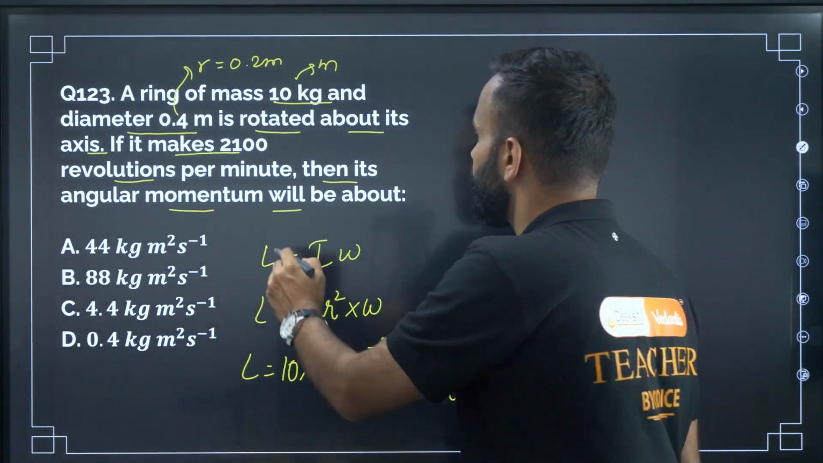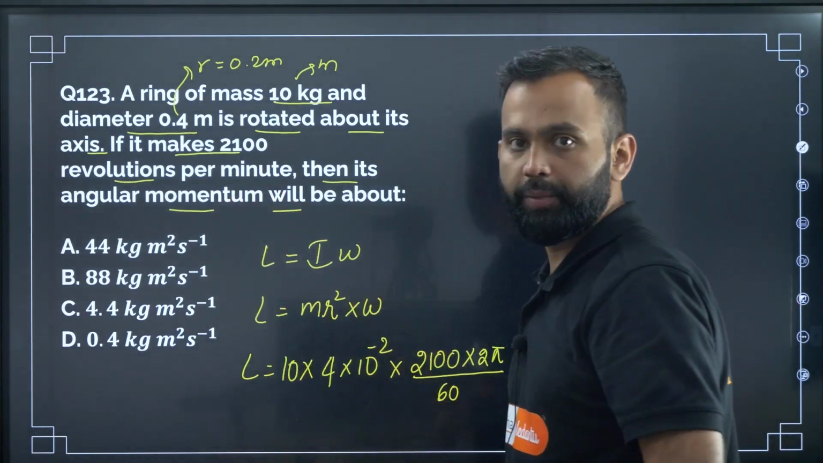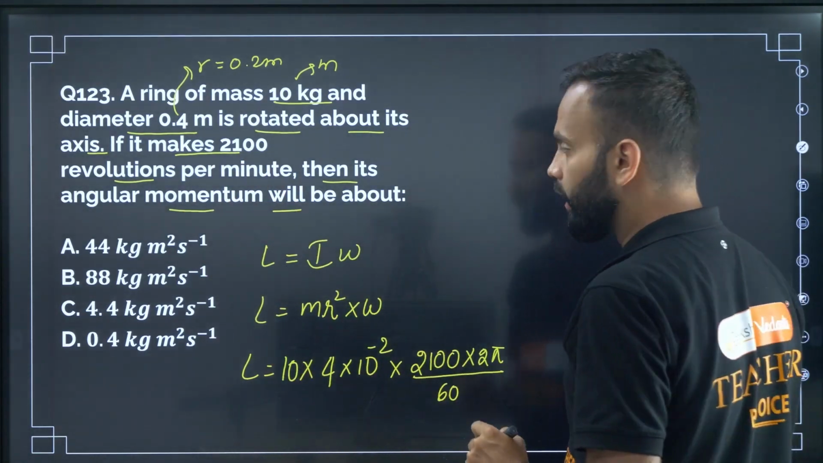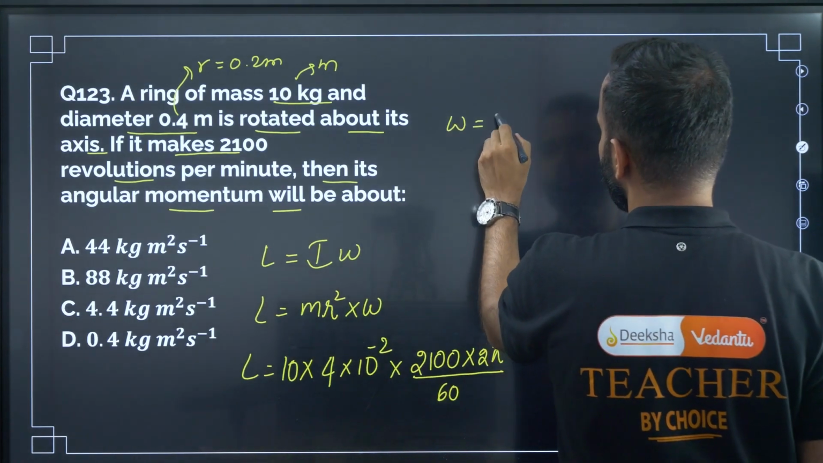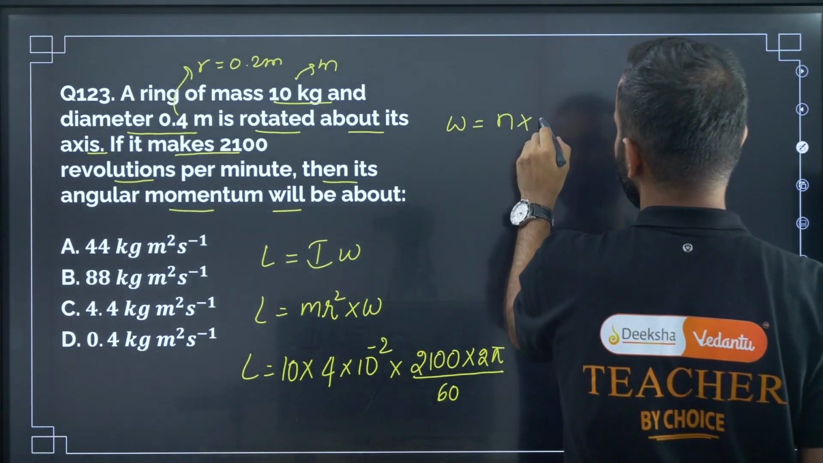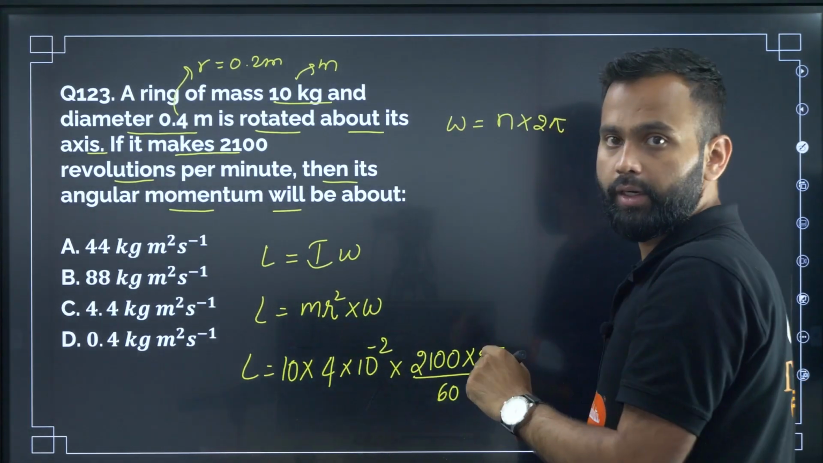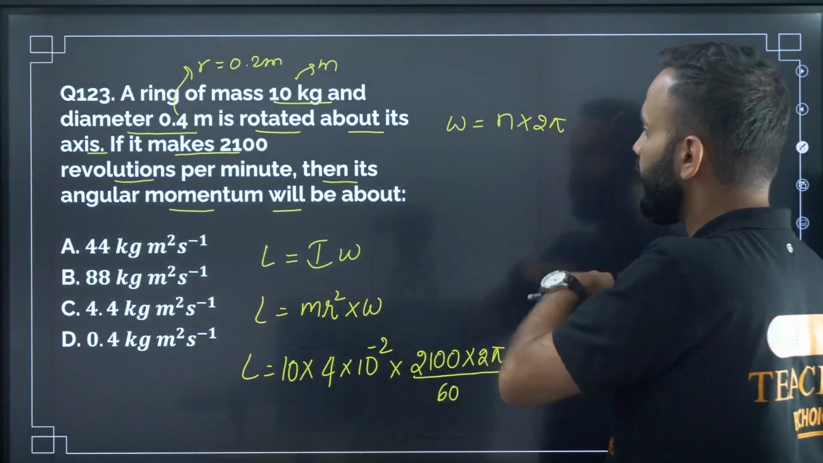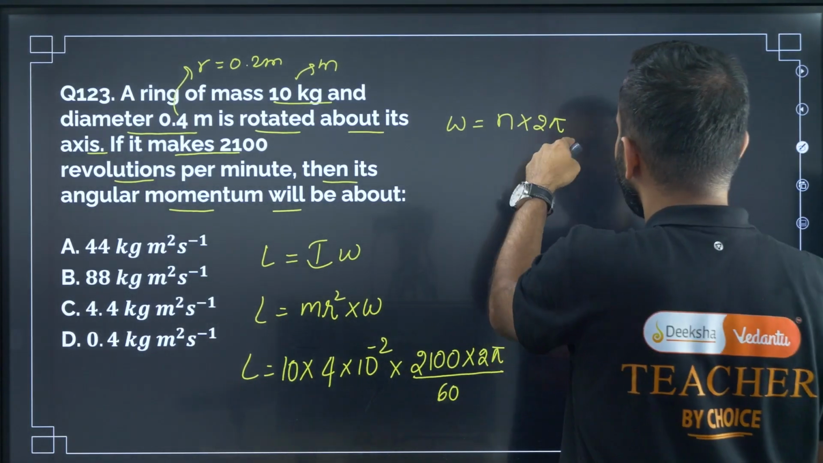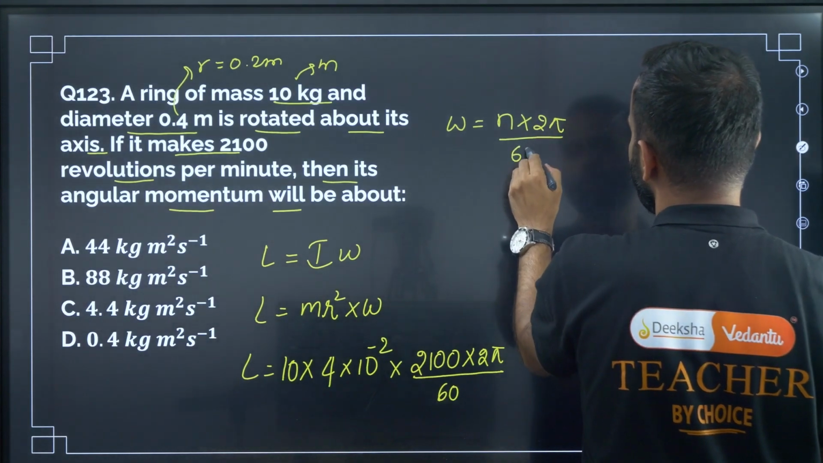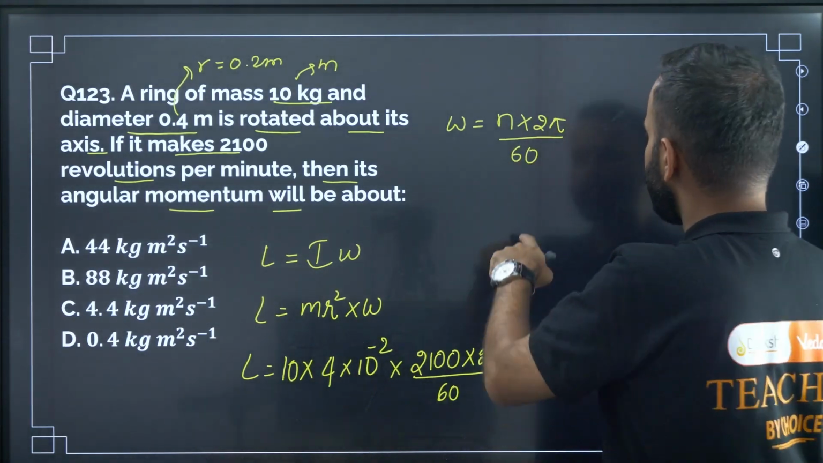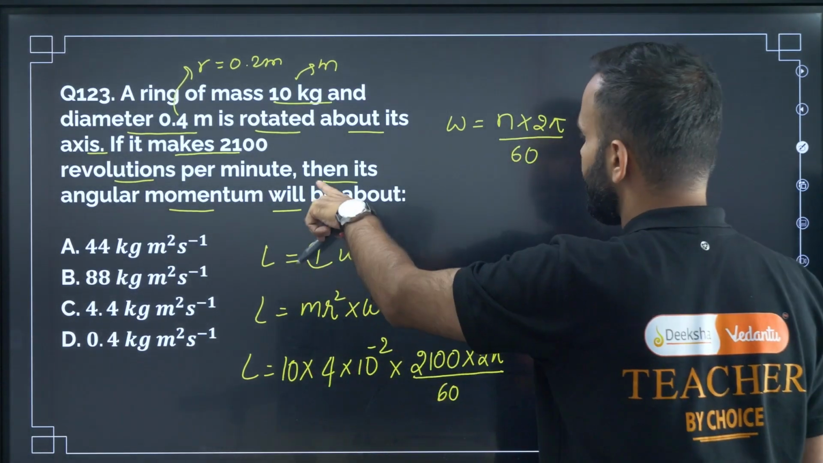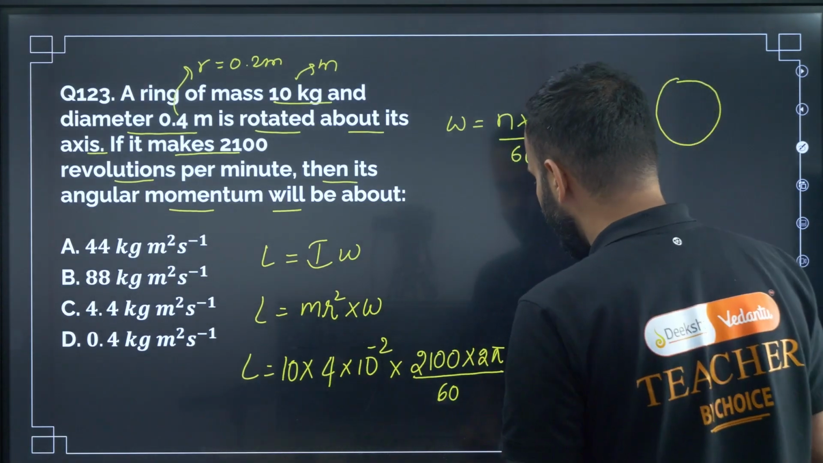So here they have given the number of revolutions per minute, right? So how to find omega? Omega is equal to number of revolutions per minute, n into 2 pi. 2 pi radian is 1 revolution, right? So n into 2 pi divided by time t. T is here 60 seconds, in a minute, right? So it will be 60 seconds.